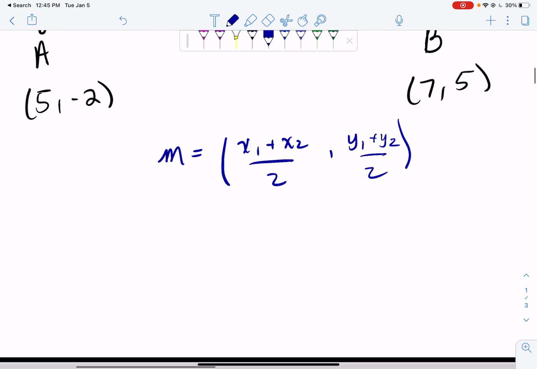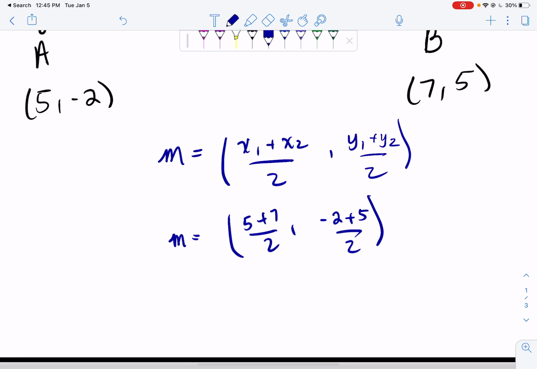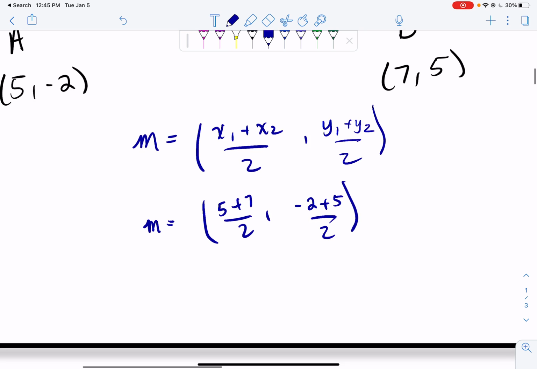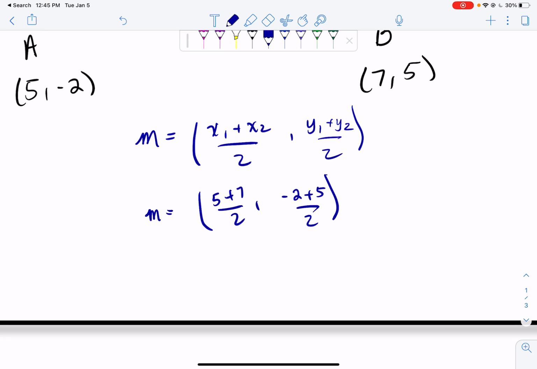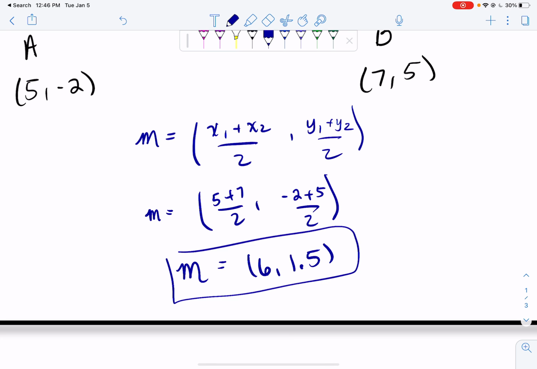So if you look, my x values are 5 and 7, so I have 5 plus 7 over 2. And my y values are -2 and 5, so I have -2 plus 5 divided by 2. 5 plus 7 is 12, and 12 divided by 2 is 6. -2 plus 5 is 3, and 3 divided by 2 is 1.5. So my midpoint is (6, 1.5).